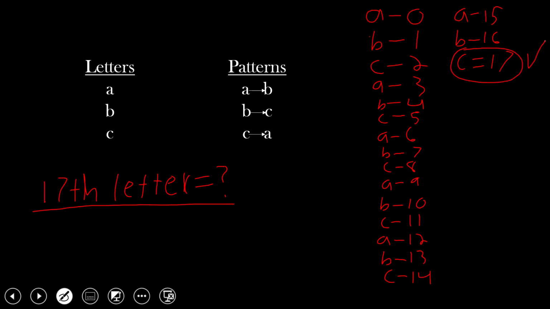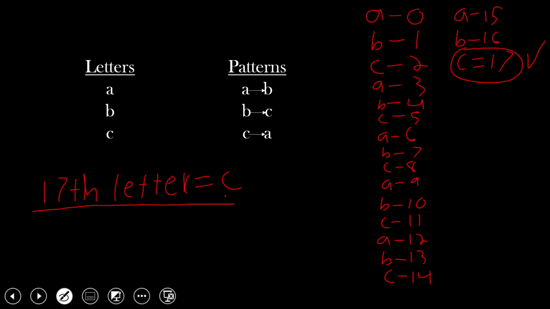So the 17th letter in this case would just be C. But remember, I told you that we should be able to answer this question within a couple seconds. Writing out this sequence takes a very long time. So what's a trick we can use to just quickly get this answer?